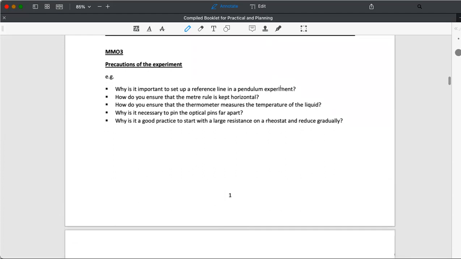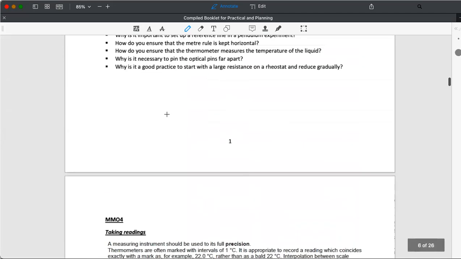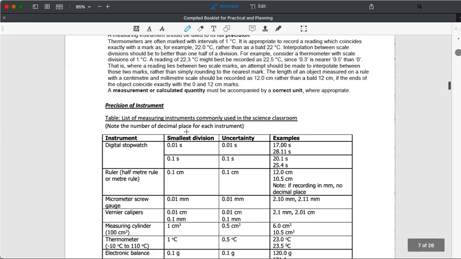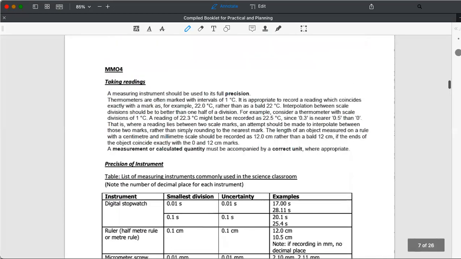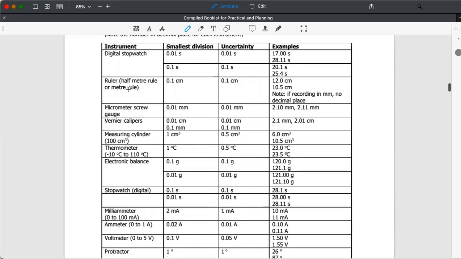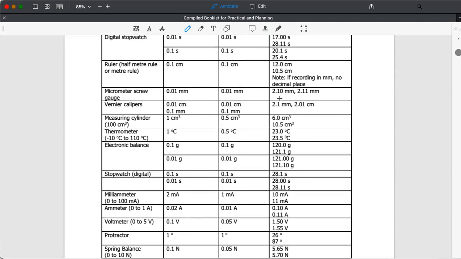And then some precautions of experiment to consider. This is the precision of the instrument. I will not go through every single one. By right, you should be familiar by now. Like digital stopwatch normally is 1 decimal place. Yes, the one in your lab, the one for exam, normally is this. Meter ruler or even half meter ruler is to 1 decimal place for cm, but no decimal place for mm. Micrometer screw gauge, in case it comes out, is 2 decimal places for mm.